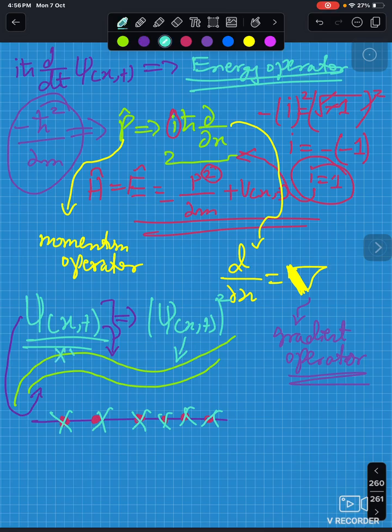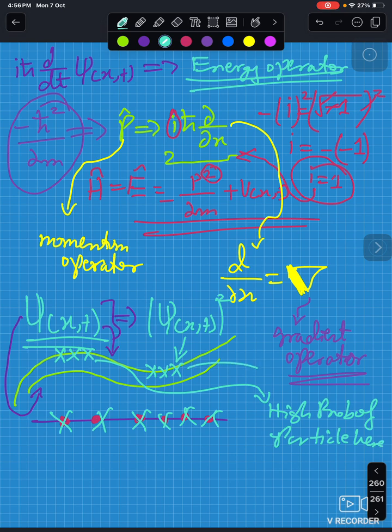Over here, chances are high, but here it's low. High probability of the particle here, low probability of the particle here.